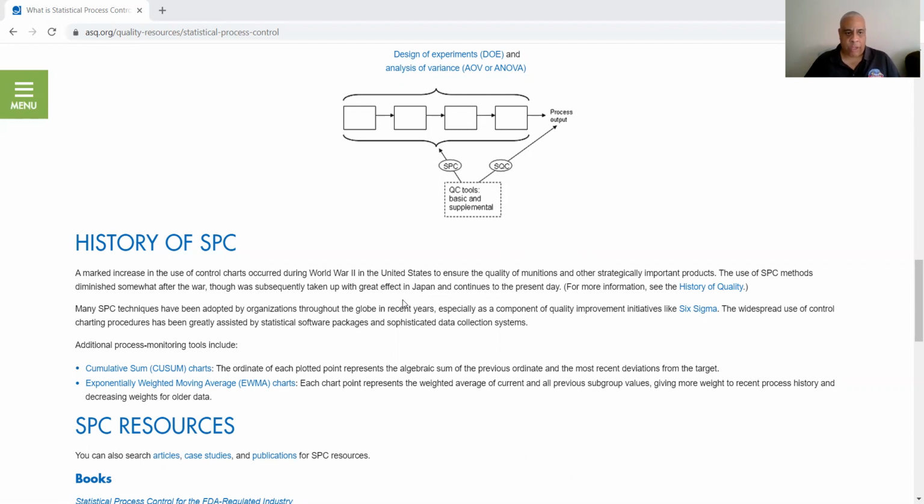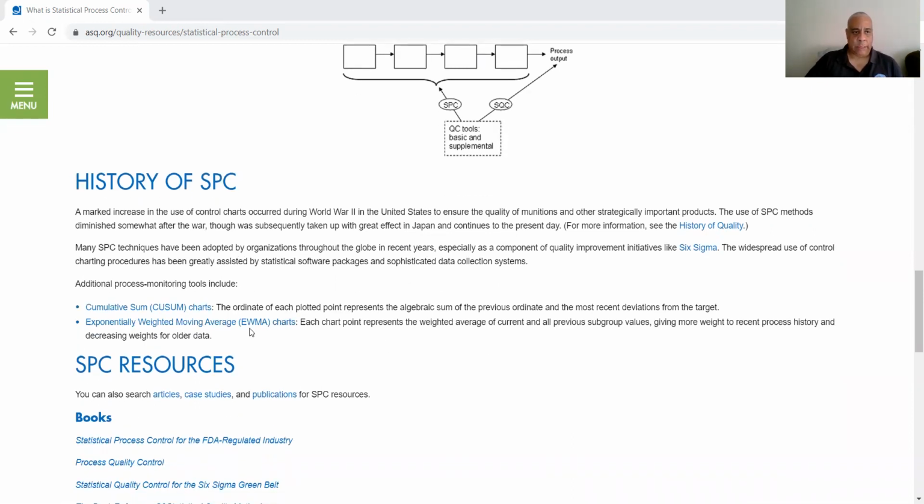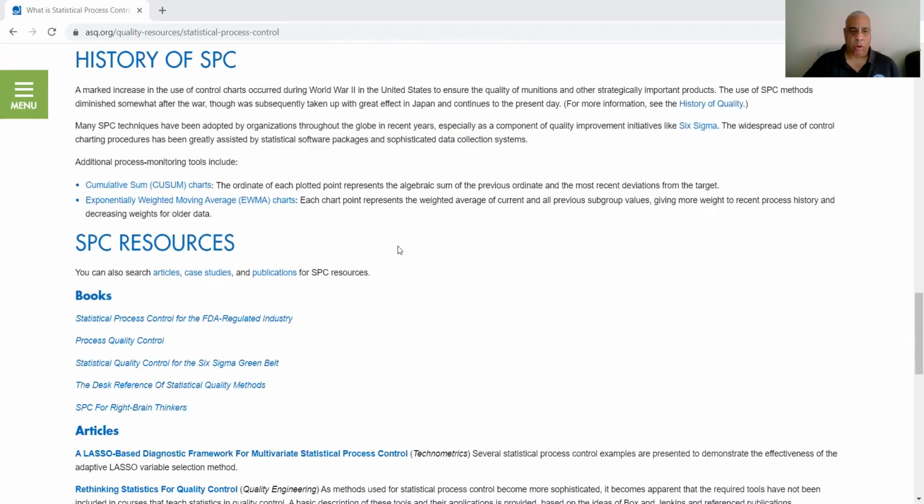Again, there are also additional tools. Now, additional tools are CUSUM, which is cumulative sum charts. The ordinate of each plotted point represents an algebraic sum of the previous ordinate and the most recent deviations from the target. You also have the EWMA, which is the exponentially weighted moving average, because under this monitoring tool, each chart represents the weighted average of current and all previous subgroup values, giving more weight to recent process history and decreasing weights of older data.